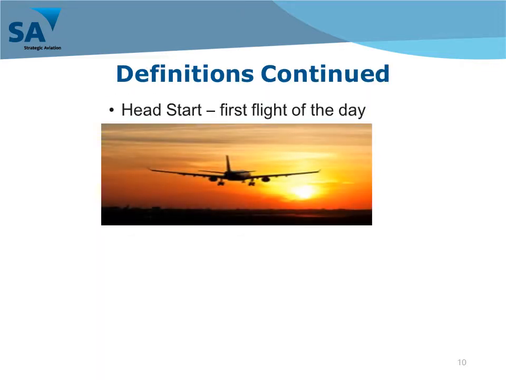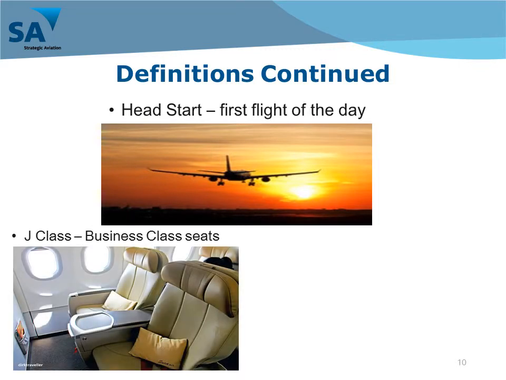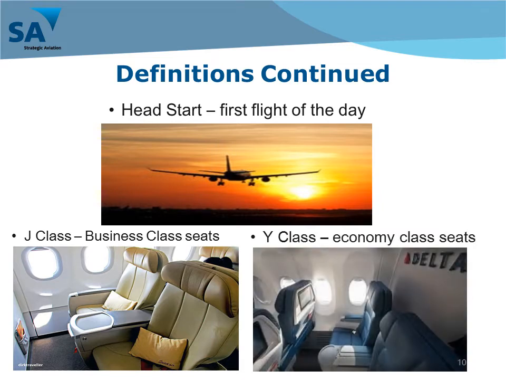A head start is what we call the first flight of the day. J-class refers to business class seats on an airplane, whereas Y-class is an economy seat.